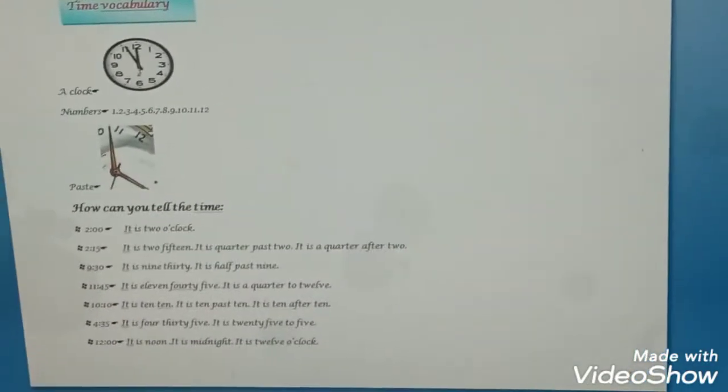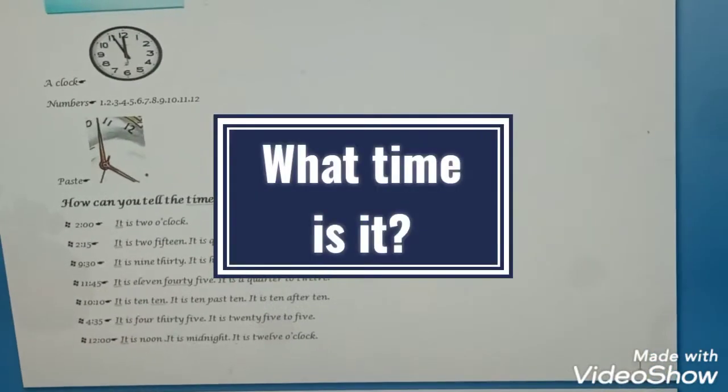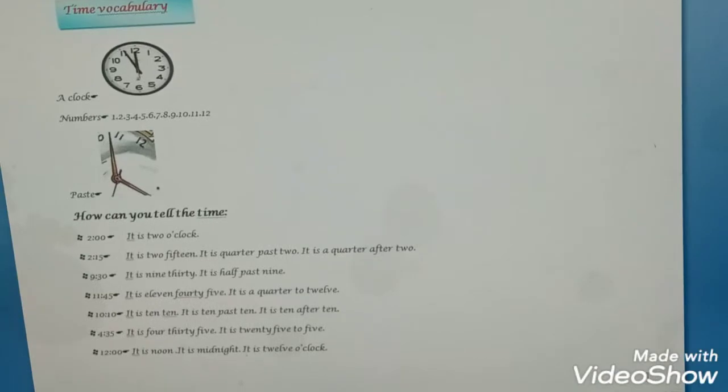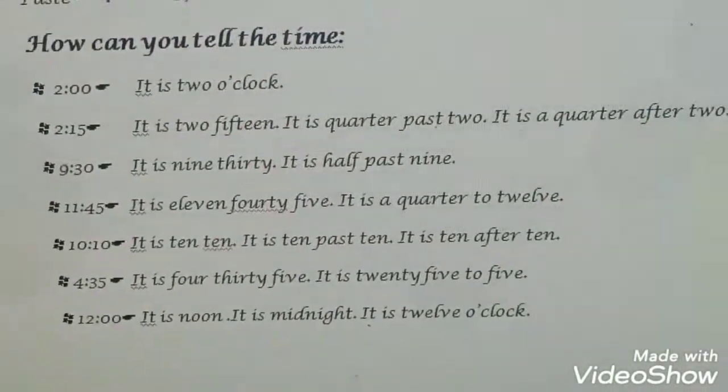I said, what time is it? What time is it? Or what time can you make it? Look, what do we have? We have examples. ركز معي هنا. عندنا it is 2 o'clock, ثانية تماما.